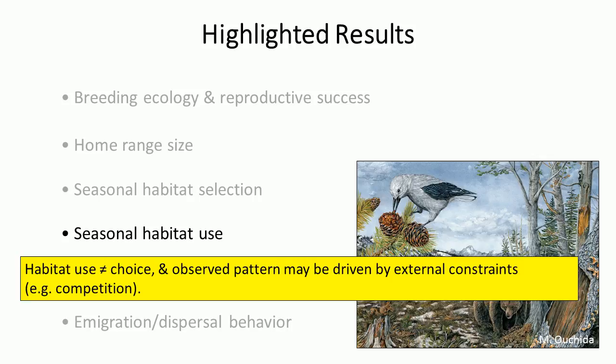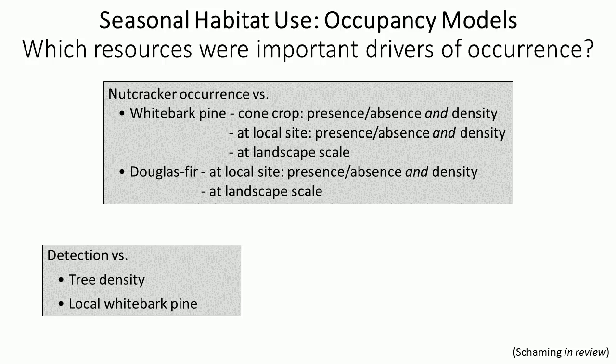So along with using the radio tracking data to look at habitat selection, I also used occupancy survey data to look at habitat use. And use is not a choice, it's instead the observed pattern, which may be driven by external constraints such as competition. For these occupancy models, for looking at habitat use, I was evaluating which resources were the most important drivers of occurrence. One of my primary questions was which scale of whitebark pine was impacting nutcracker occurrence. I also included Douglas fir because it seemed to be so important when it came to habitat selection.